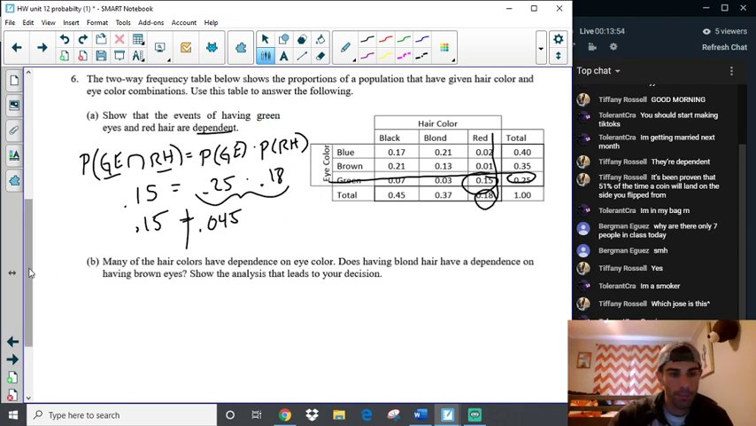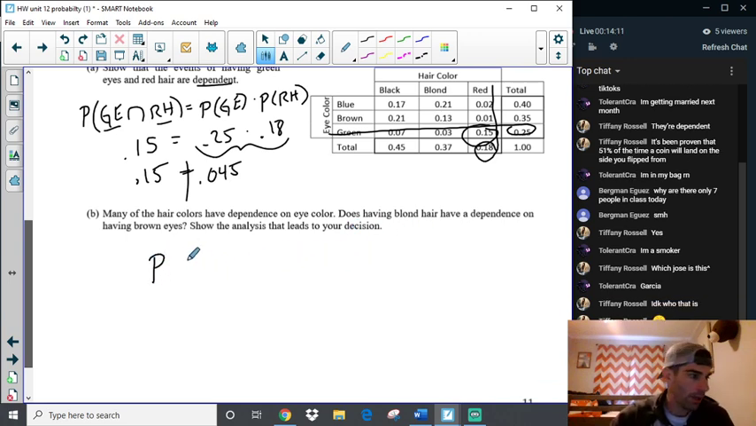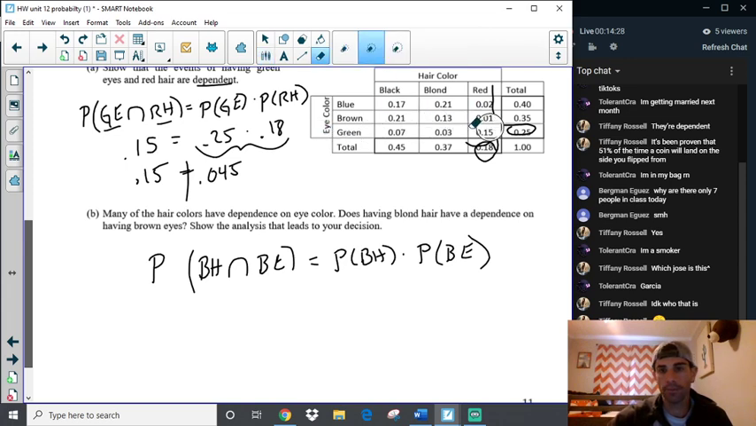Okay. B, many of the hair colors have dependence on eye color. Does having blonde hair have a dependence on having brown eyes? Show the analysis that leads to the decision. Okay, so here we go. We have blonde hair and brown eyes. Probability of blonde hair times the probability of brown eyes. Let's see, blonde hair. Okay, that's 0.37.